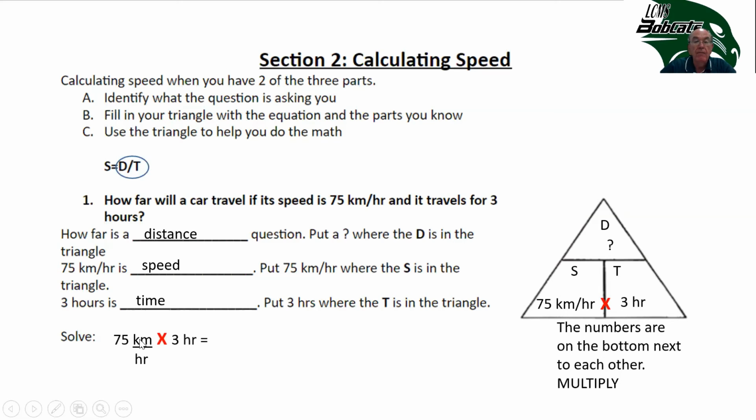So we're going to have 75 kilometers per hour, just like what we wrote over here, times 3 hours. The hours are going to cancel out. We have hours on top and hours on the bottom. The only unit that's left is kilometers, and that should make sense that our unit for distance would be in kilometers. 3 times 75 is 225, and the unit for the distance is kilometers.